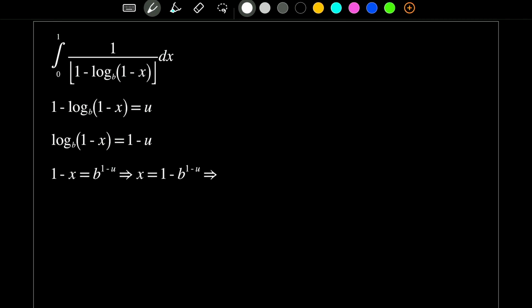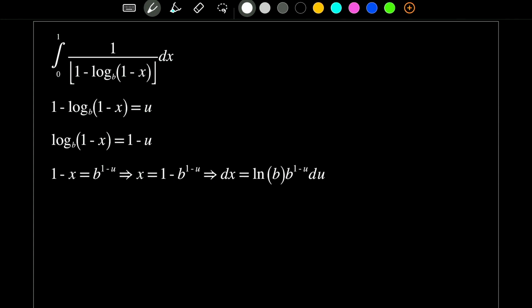And now to find dx, we're going to have to look at this exponential function with the base b. We're going to get dx is equal to log of b times b to the power of 1 minus u. And notice that the minus sign cancels out with the minus sign that comes from applying the chain rule to the 1 minus u, which gives us another minus sign. So we're going to have positive log of b times b to the power of 1 minus u du.